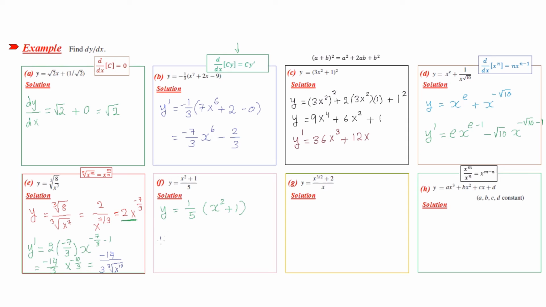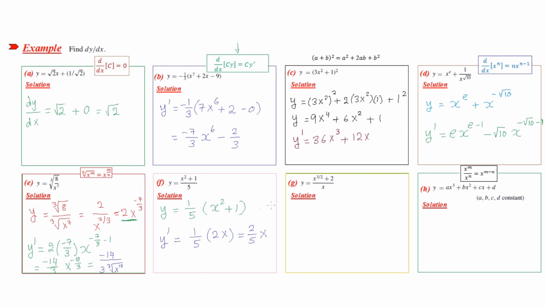And now we can start the derivation. So y prime equals the constant 1 over 5 multiplied by the derivative of the function x squared plus 1, which is 2x, and the derivative of 1 equals 0 because 1 is a constant. So the final answer is 2 over 5 multiplied by x.